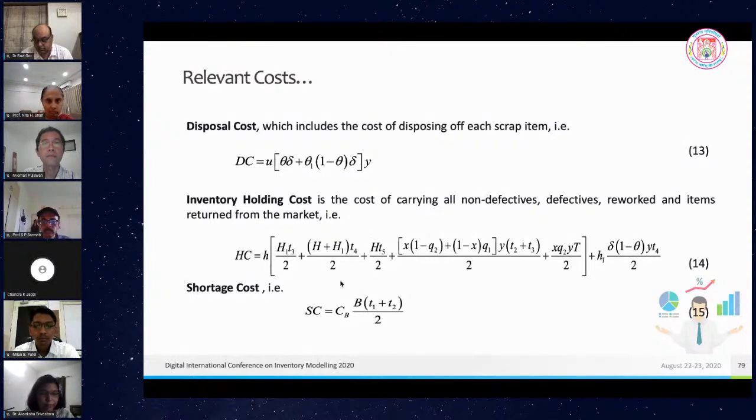Now, inventory holding cost. This inventory cost accounts for non-defective items, defective items, rework, and items returned from the market. All are being stored, so we are trying to calculate the inventory holding cost for this. And this is the stock-outs which occur between the T1 and T2 period. Next, please.